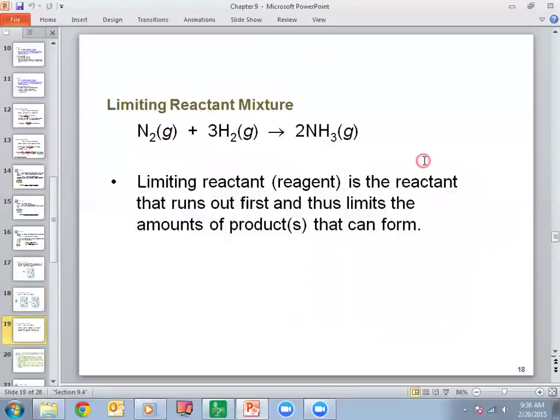So, typically, in theory, we can't mix the reactants in perfect stoichiometric ratios. There's essentially always a limiting reagent or a limiting reactant, and we have to carefully consider this because we want to know how much we're going to get out of the reaction. There's one that runs out completely. It gets all used up because the other one is present in excess, and the one that gets completely used up is the limiting reagent. It dictates how much product you can get out of it.